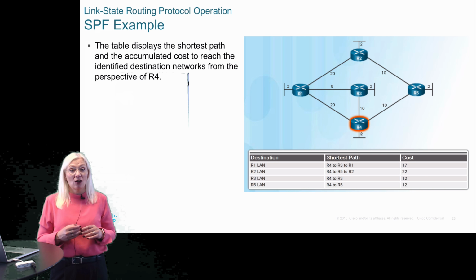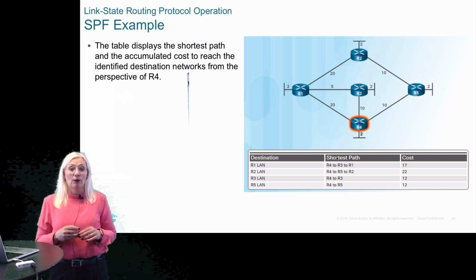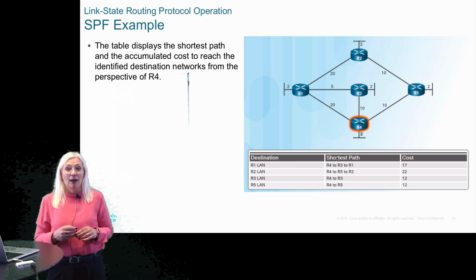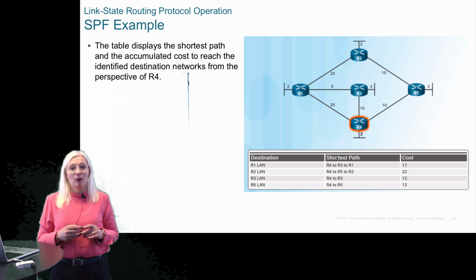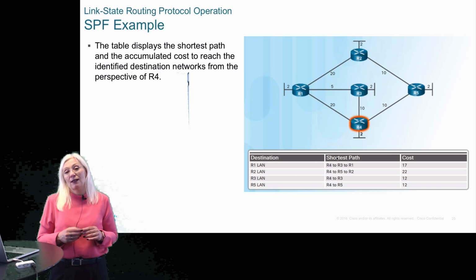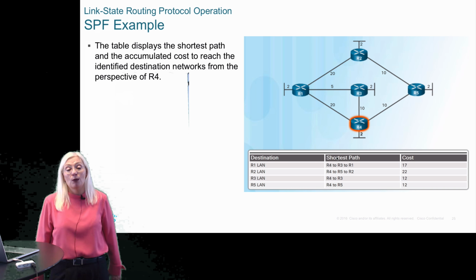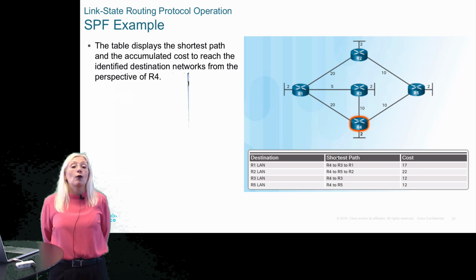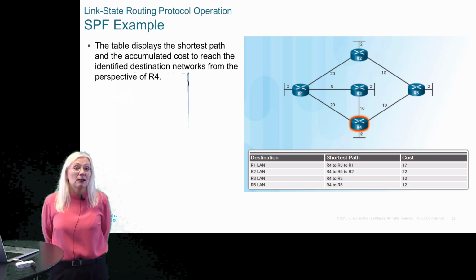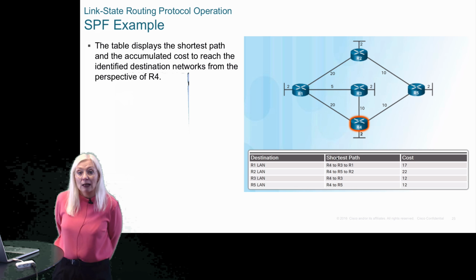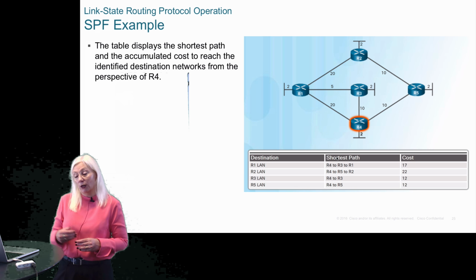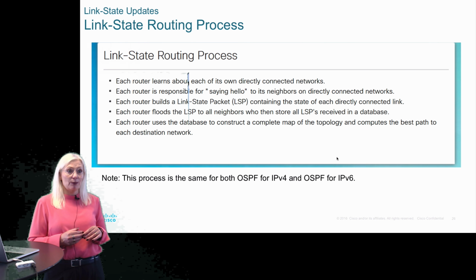The shortest path to the router 1 LAN from router 4 is to go to router 3 and then to router 1, because then we have an accumulated cost of 17. Instead of going directly from router 4 to router 1, which is what we would have chosen if we were using a distance vector, because it only involves one hop. But since the bandwidth is probably much faster from router 4 to router 3 and then to router 1, this is the preferred route when we are using link state routing protocols.